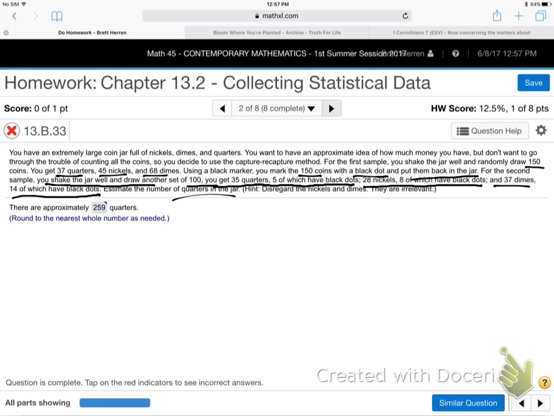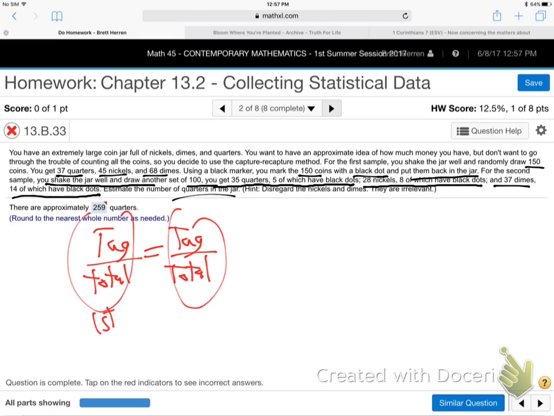That was a lot of numbers and a lot of words. Let me help you hone in on it. It's not that hard. It's just going to be tag over total equals tag over total. This is the first catch. This is the second catch, right? It's a fish problem. Capture, recapture. We're tagging them and putting them back.